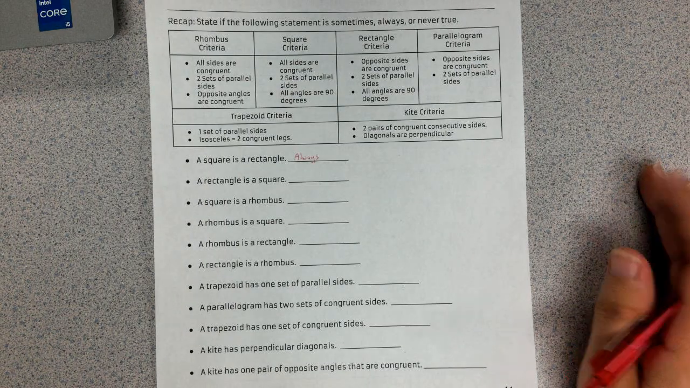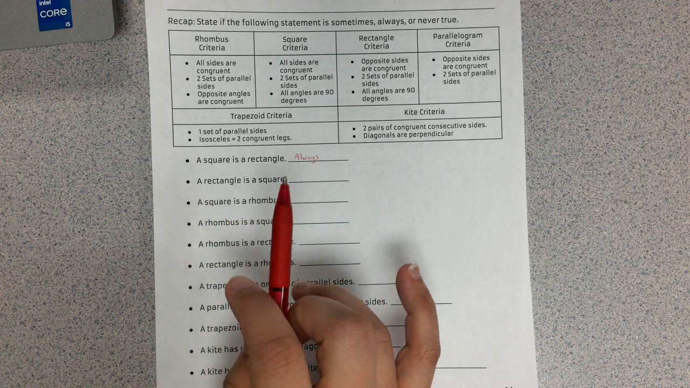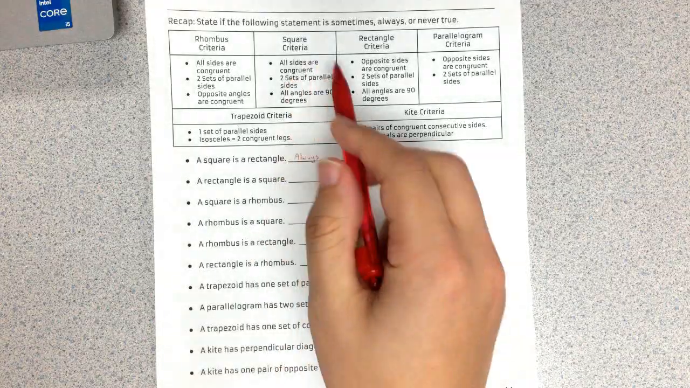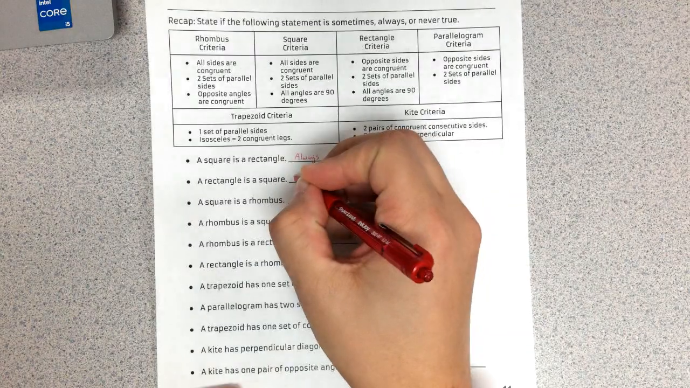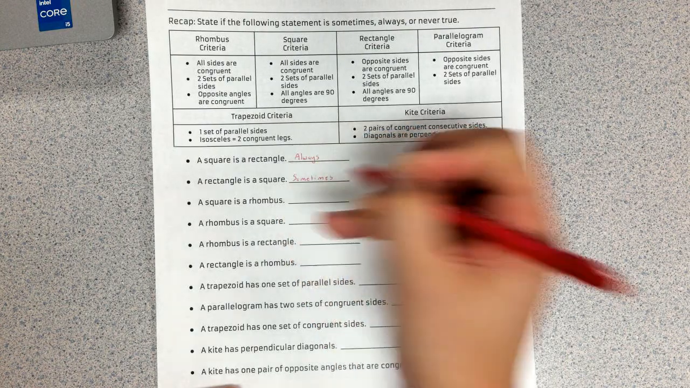Okay? However, the opposite, a rectangle is a square. Well, a rectangle is only a square if all sides are congruent. So a rectangle is sometimes a square.